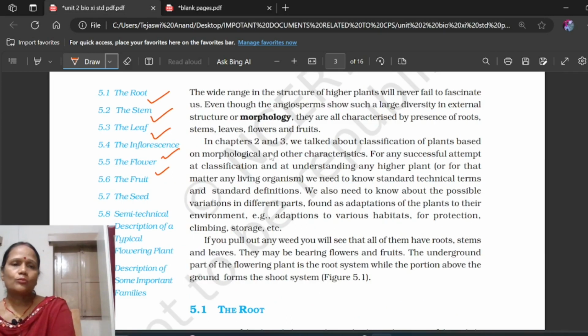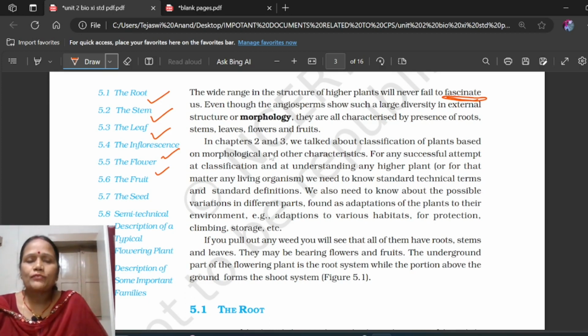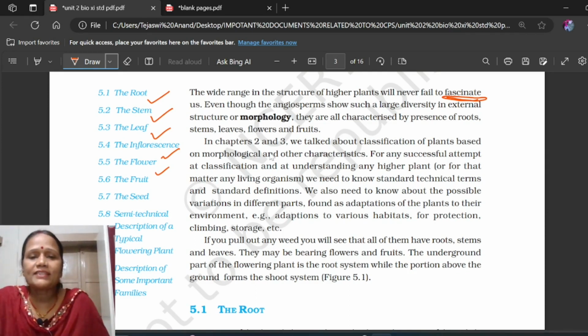So we can see the book now. The wide range in the structure of flowering plants will never fail to fascinate us, because this makes biology a fascinating, very attractive subject. We can be attracted towards this subject. How much we can study, how much we can devote more and more towards this subject and be a good biologist. So you must be fascinated.